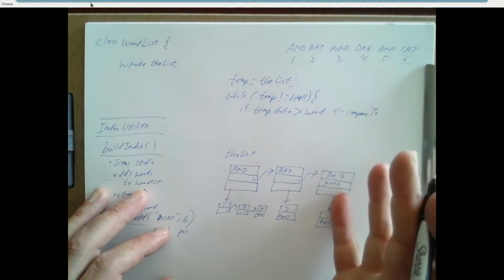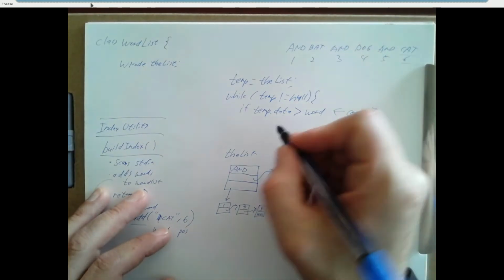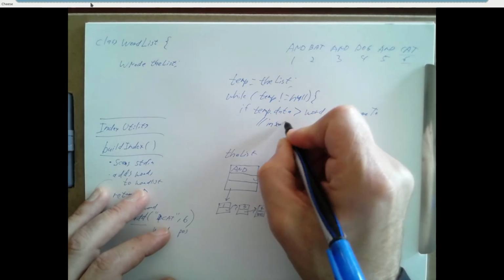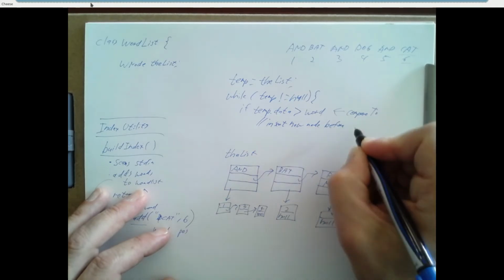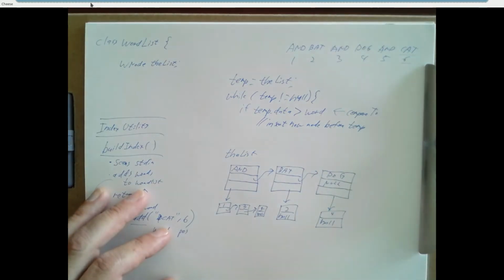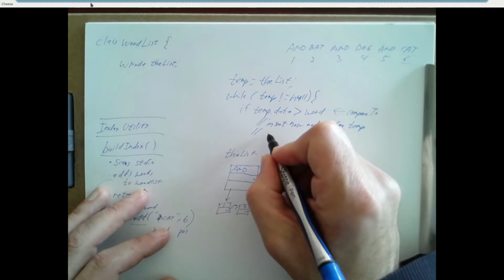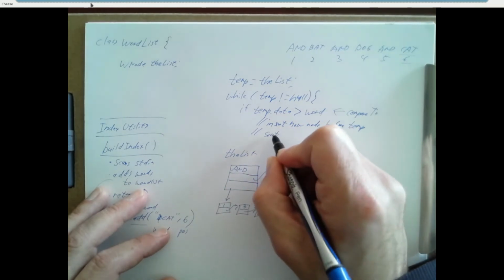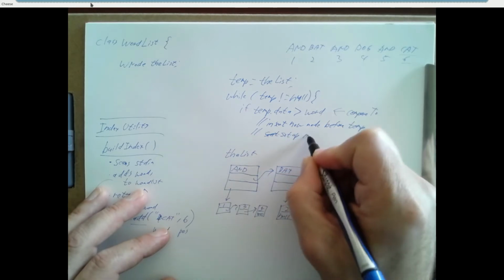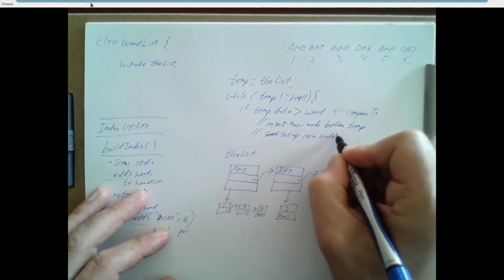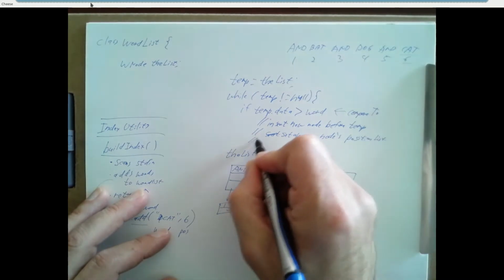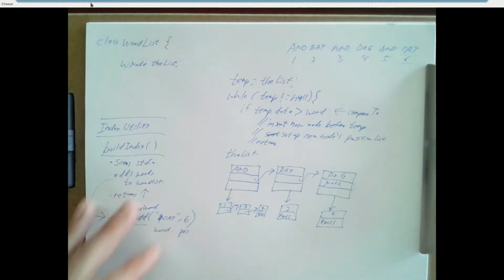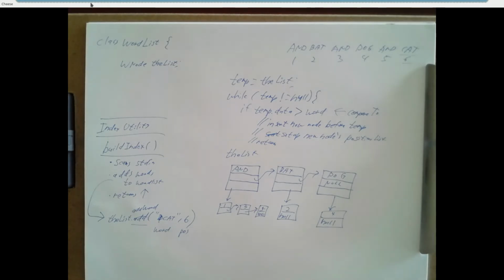So if you found a node that's bigger than the one that you're inserting, insert new node before temp. And then set up the new node's position list and return. And that's probably going to be the most common behavior.